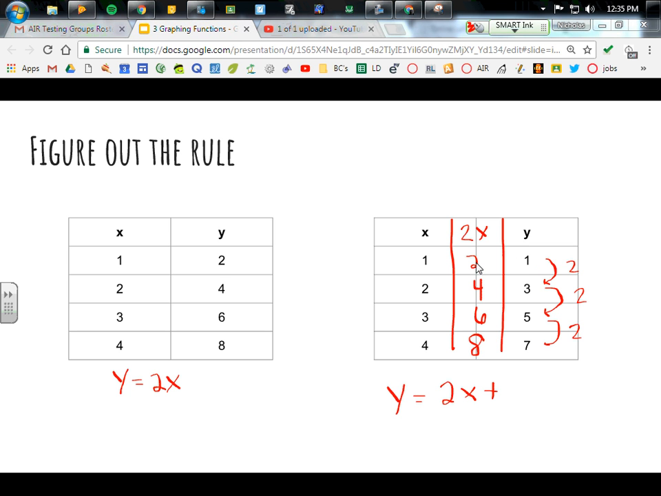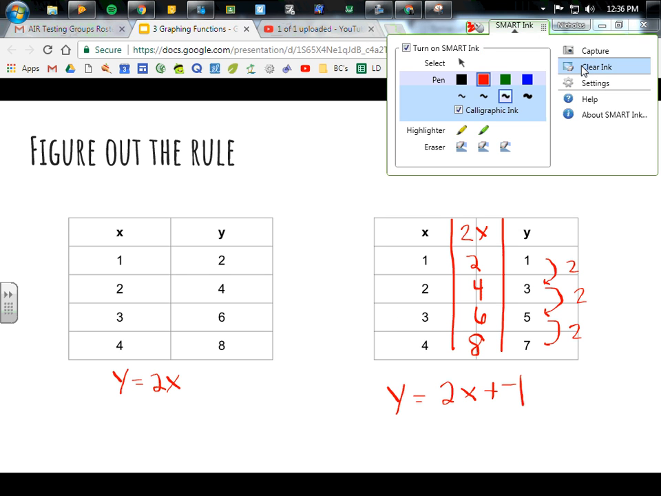So to go from 2 to 1, you're going down by 1. To go from 4 to 3, you're going down by 1. To go from 6 to 5, you're going down by 1. 8 to 7, going down by 1. So we must be either subtracting a 1 or adding a negative 1. All right? So we can say that our function rule here is y equals 2x plus negative 1, or y equals 2x minus 1. It means the same thing.